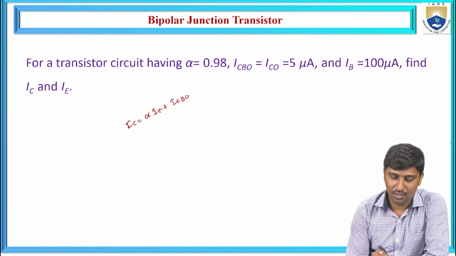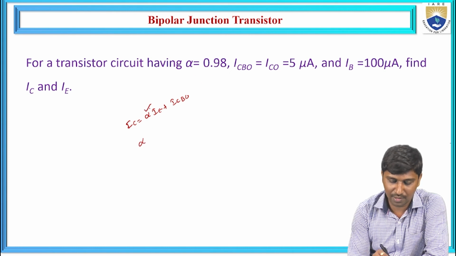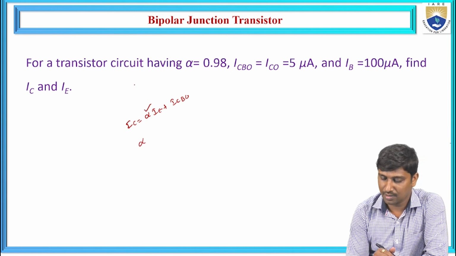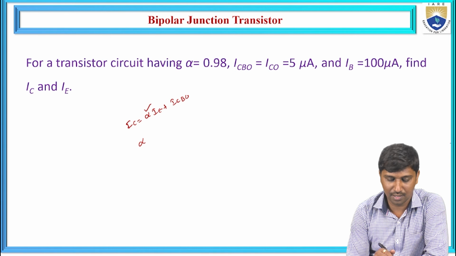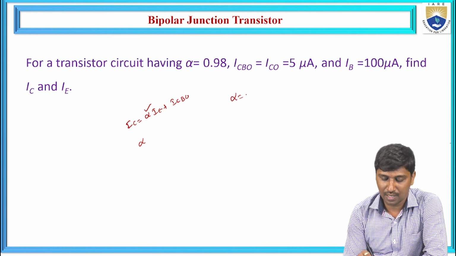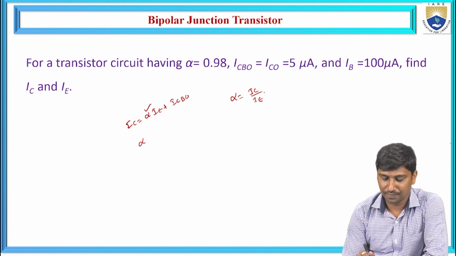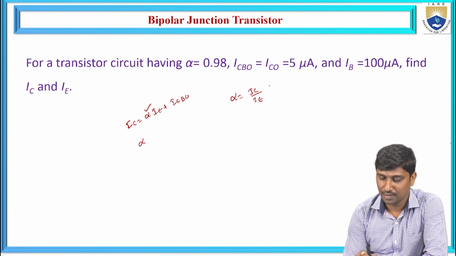Now from this case, alpha value is a known parameter, and here IC is an unknown parameter, IE is also an unknown parameter. Otherwise, we know that alpha is equal to IC by IE. So now again we need to calculate IE, since IB is given.